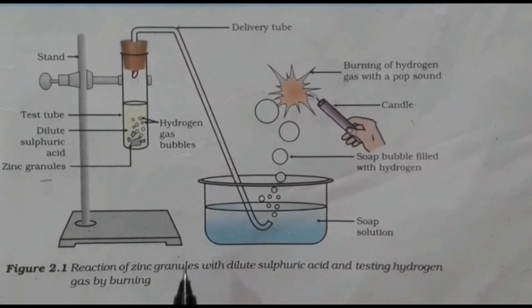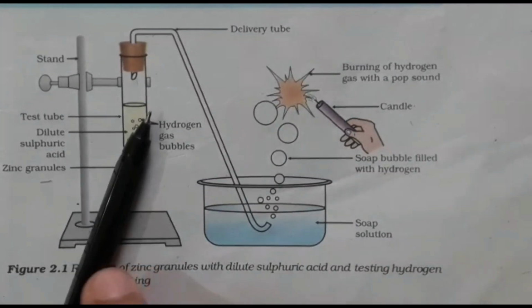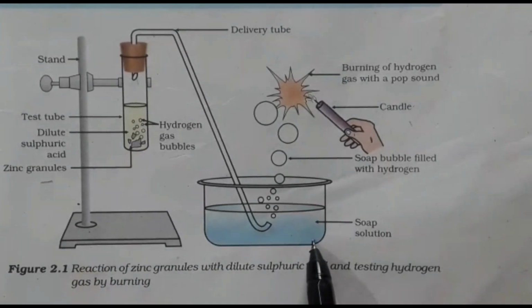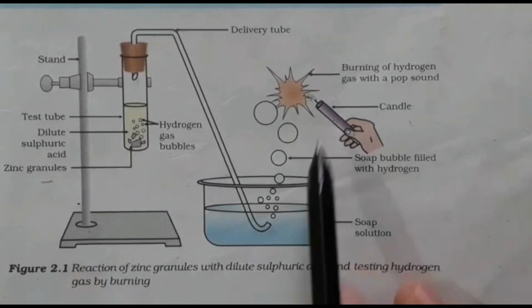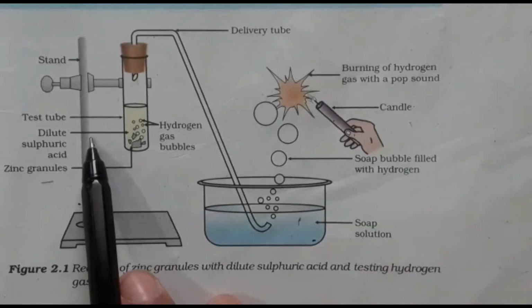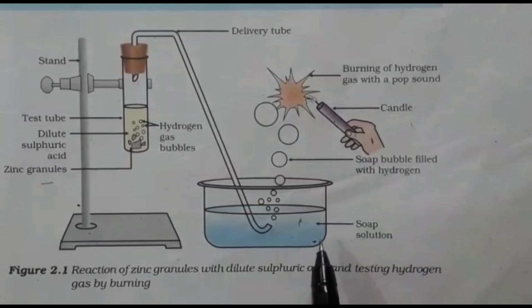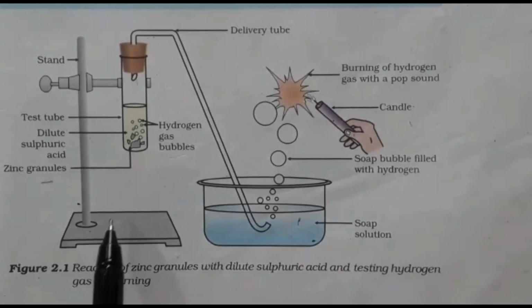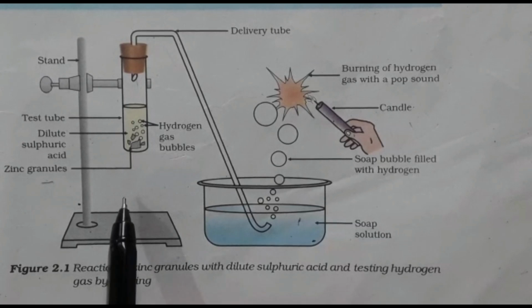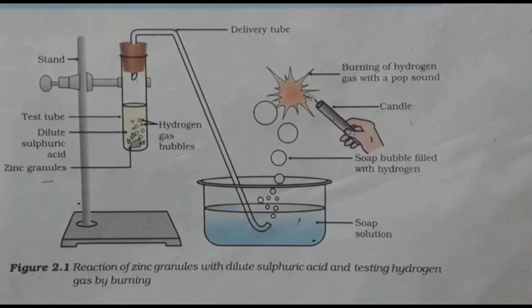So what are the materials that are required to us? The materials required are test tube, a stand, cork, delivery tube, a glass trough, a candle and a soap solution. The chemicals that are required are dilute hydrochloric acid or dilute sulfuric acid and zinc granules. So these are the substances that are required. The precaution is that we need to be careful while handling acids, and this reaction should be done under the supervision of the teacher. So let us know the procedure of how to perform it.